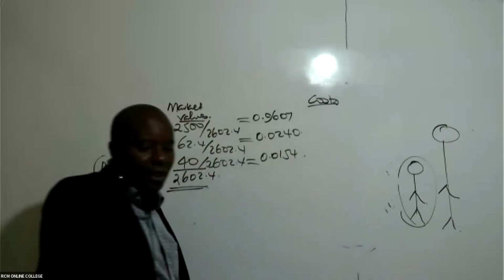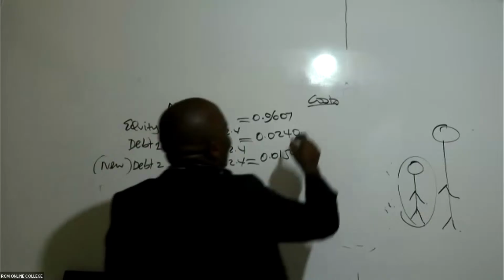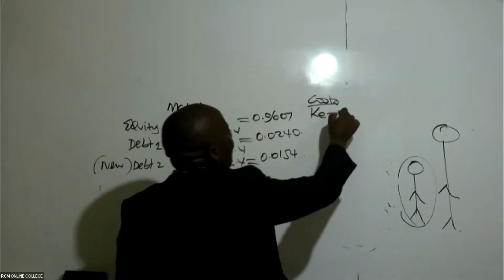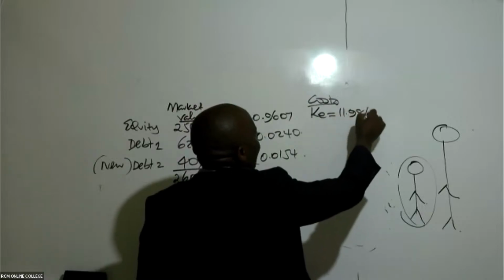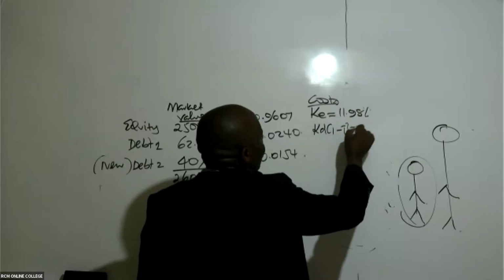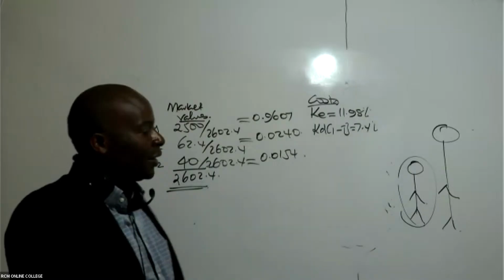Then how about the costs? Are you able to give me the cost of equity? Are you able to remind me the cost of equity you guys had gotten up there? If I remember very well, this was 11.98%. We had KD after tax. Was this 7.4%? We just check. Was it 7.4 or just 7?